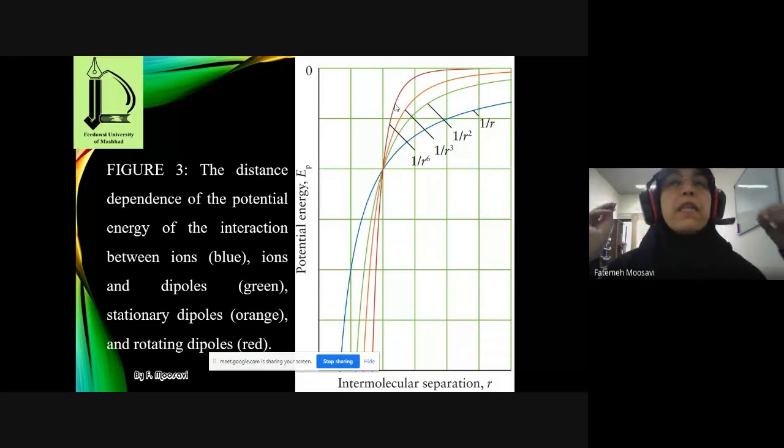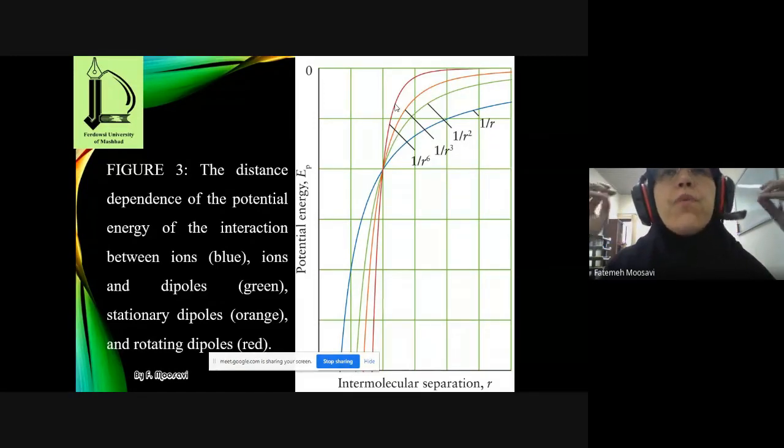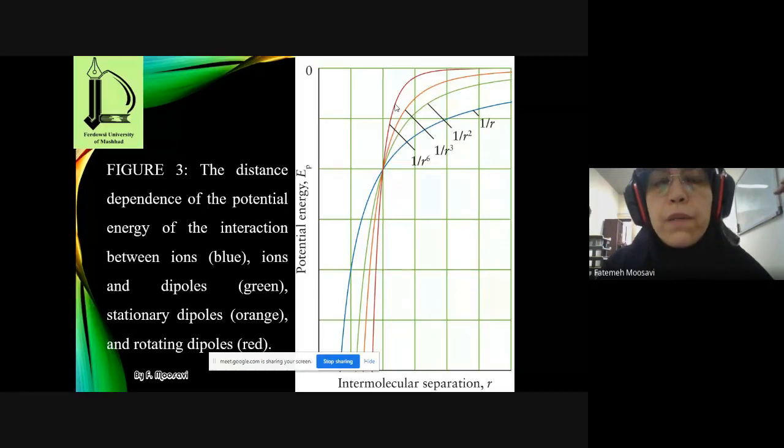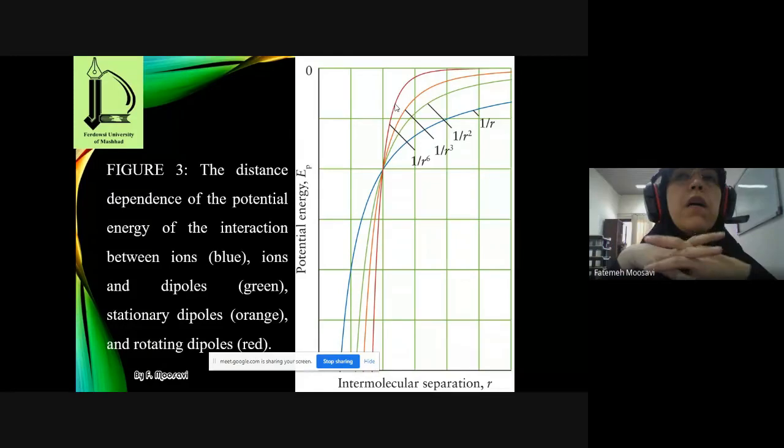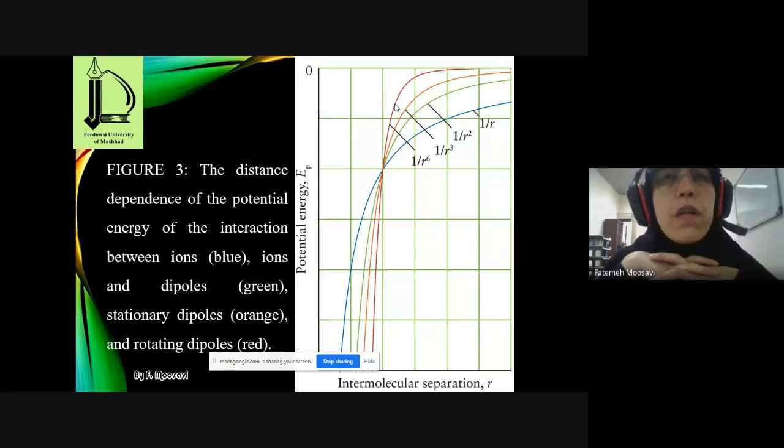By considering the interaction between rotating dipole moments, we can understand why the kinetic model accounts for the properties of gases so well. Gas molecules rotate almost freely and are far apart for most of the time, so any interaction between the molecules is very weak. In the case of liquids, molecules also rotate, but they are much closer than in the gas phase, and dipole-dipole interactions are correspondingly stronger.